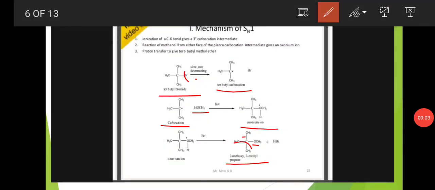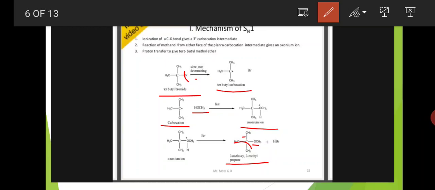Okay, the SN1 reaction has two steps. The first step is the slow step and the rate determining step. The second step is the fast step. In the first step, only the alkyl halide participates. It loses the halogen and forms a carbocation.